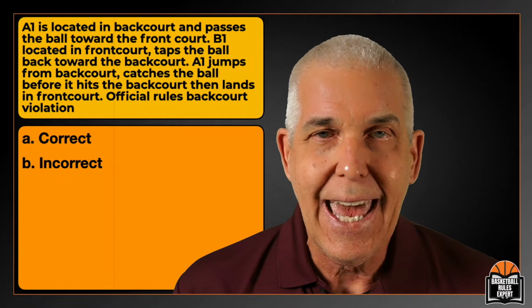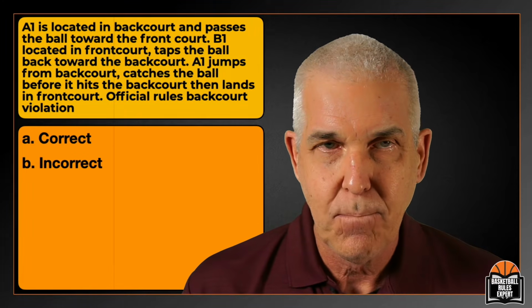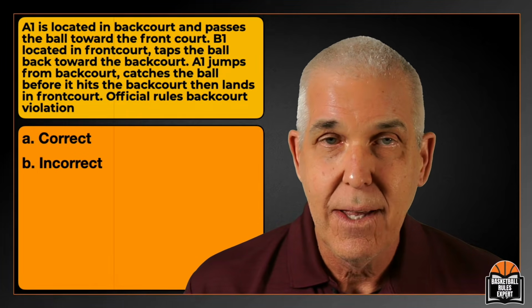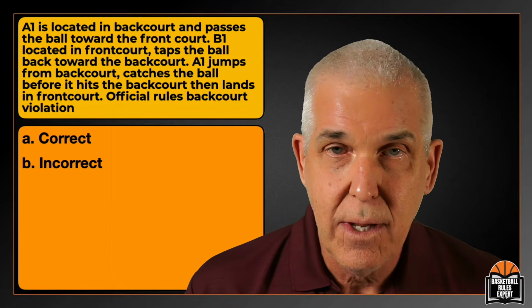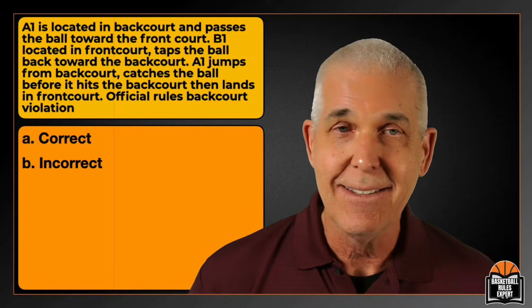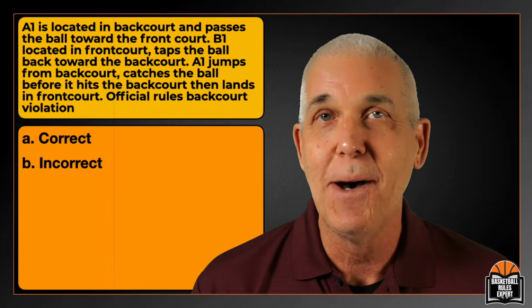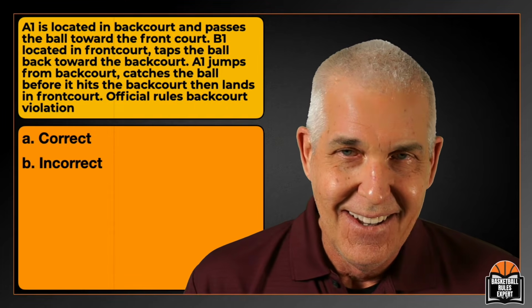A1 bats the ball back. A1 jumps from his backcourt, catches the ball before it hits the backcourt, then lands in the front court. The officials rule a backcourt violation. Okay, this is more of a puzzler than we thought.